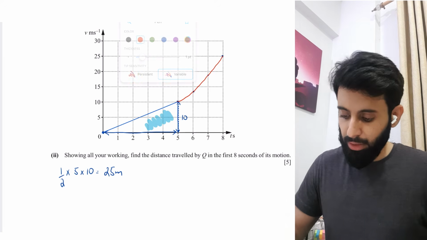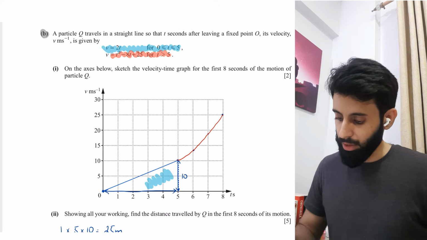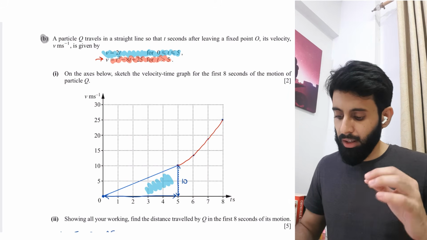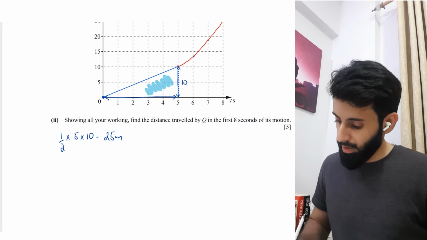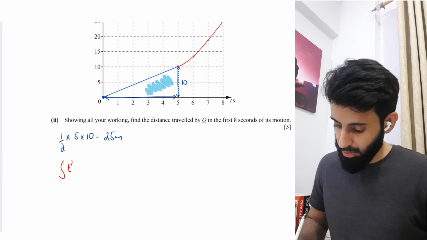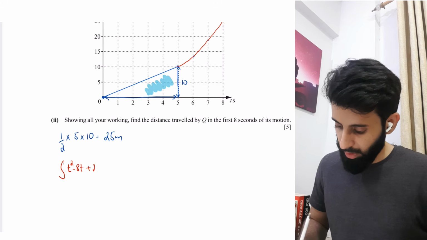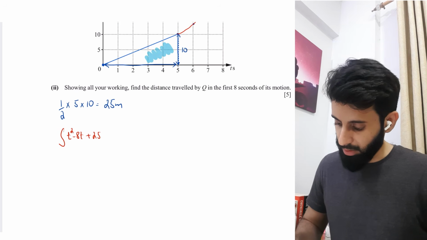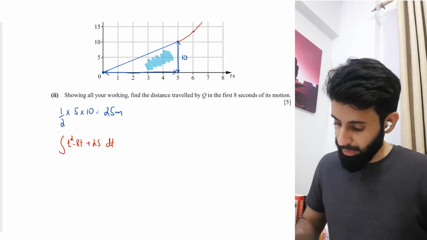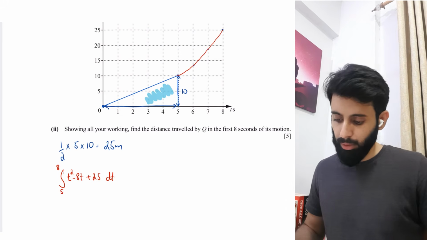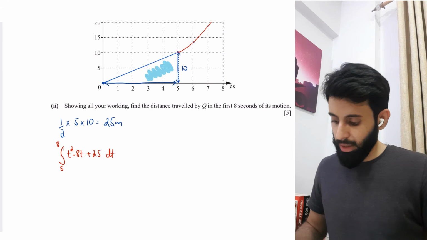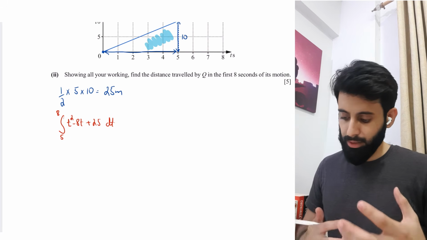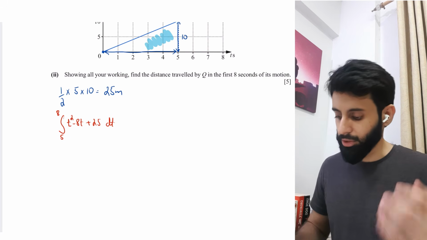Now, however, we're not left with an option. We have to integrate the equation of velocity of the curve that I have drawn in red, t squared minus 8t plus 25, with respect to time. So t squared minus 8t plus 25. Is it 25? Yeah, it's 25, with respect to time. So dt within the limits 8 and 5. Okay, so basically you need to be careful when you're integrating it. You need to be careful when you're plugging in values, and yeah, long story short, just be careful.